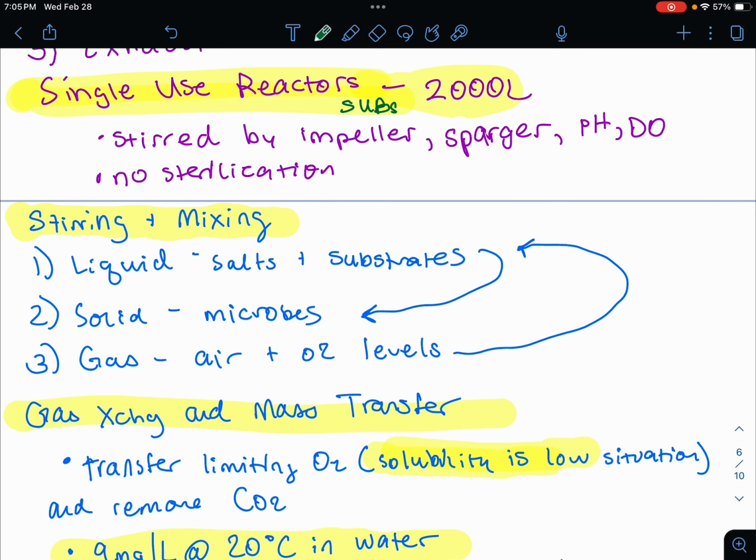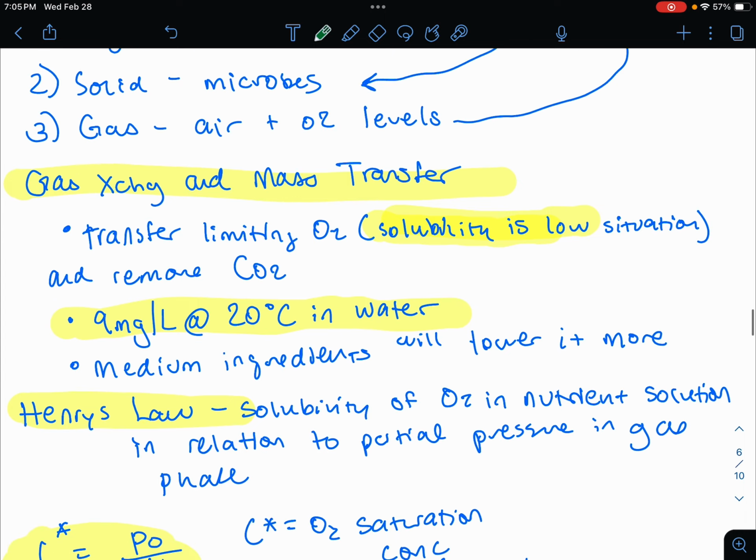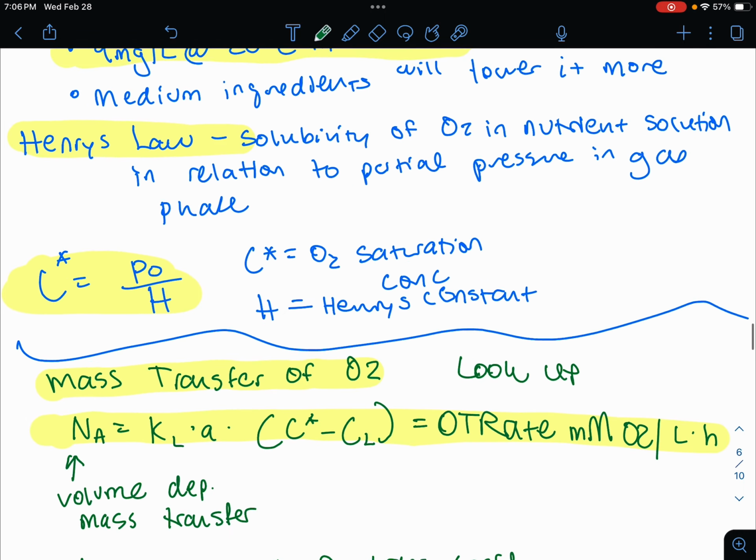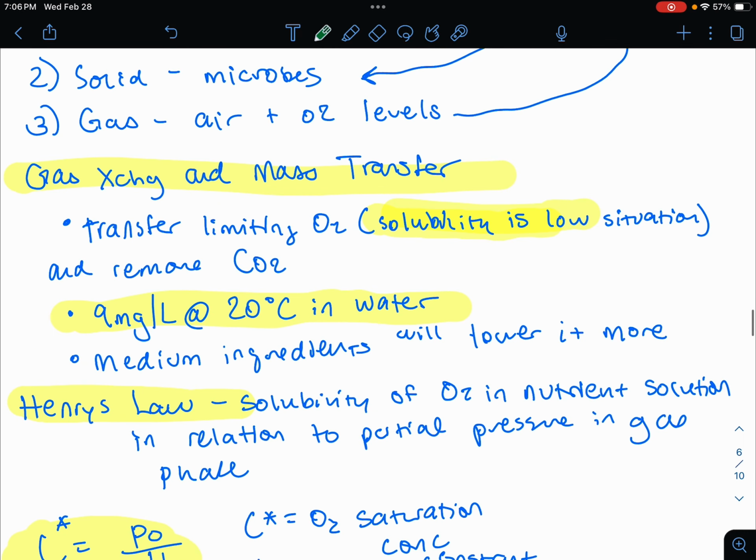Let's talk about gas exchange and mass transfer. So we're going to have some equations here, and I'm going to write all of those out again. You need really good gas exchange for large-scale fermentation according to the notes.